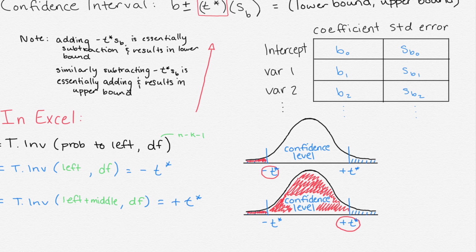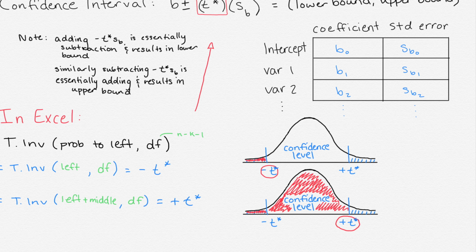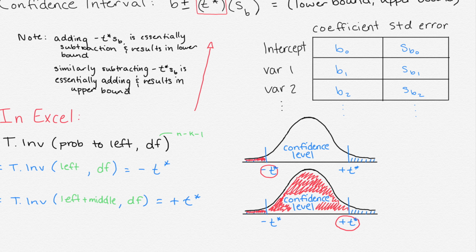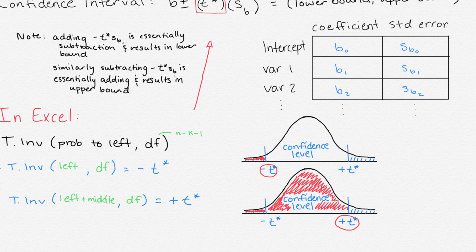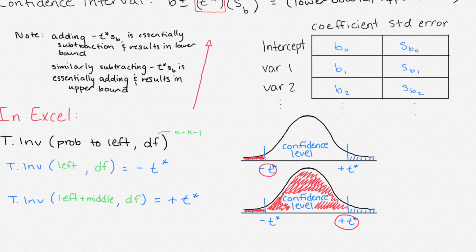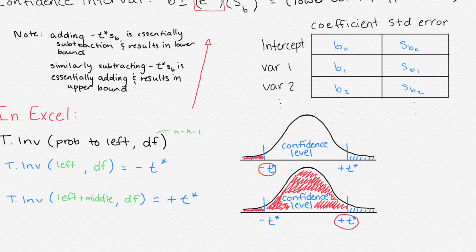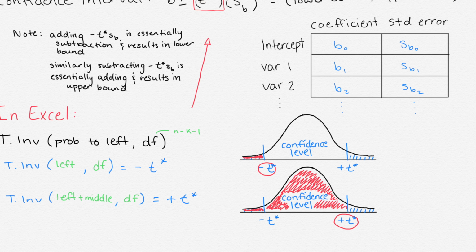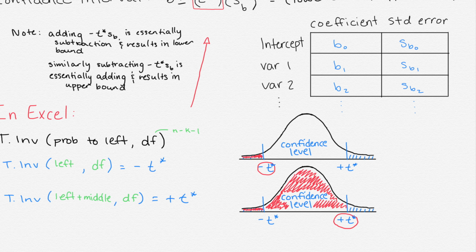That isn't intuitive, but it does make sense once we realize how we're adding and subtracting. But there's two easy fixes to this. First, you can decide to use the negative t-star value anyway, do both calculations, and then just figure out which one is larger, that's your upper bound, and which one is smaller, that's your lower bound. The other easy fix is to find the negative t-star value, but then just multiply it by a -1 in Excel so it becomes the positive value.